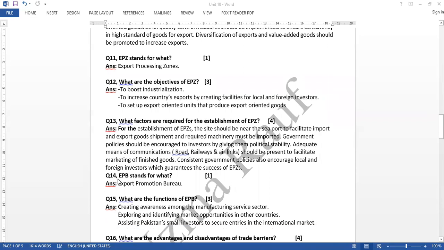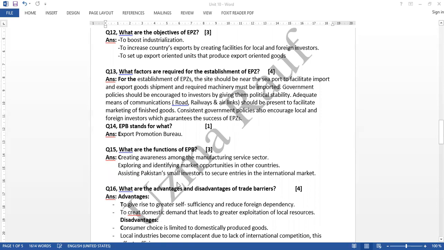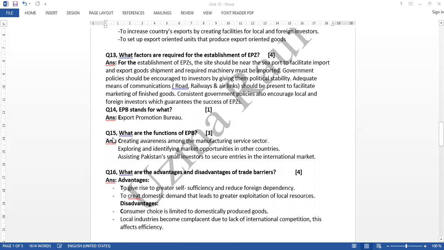Question number 14. EPB stands for what? EPB means Export Promotion Bureau. Question number 15 is, what are the functions of EPB? 3-mark question, so we are writing 3 functions here. Number 1 is creating awareness among the manufacturing service sector. Number 2 is exploring and identifying market opportunities in other countries. Number 3 is assisting Pakistan's small investors to secure entries in the international market.